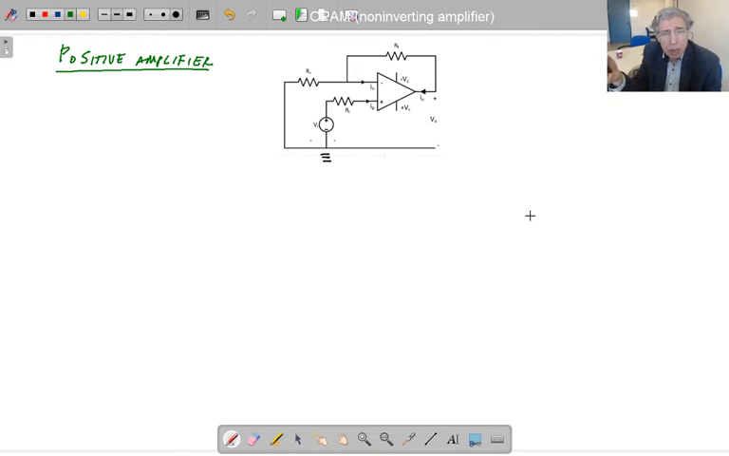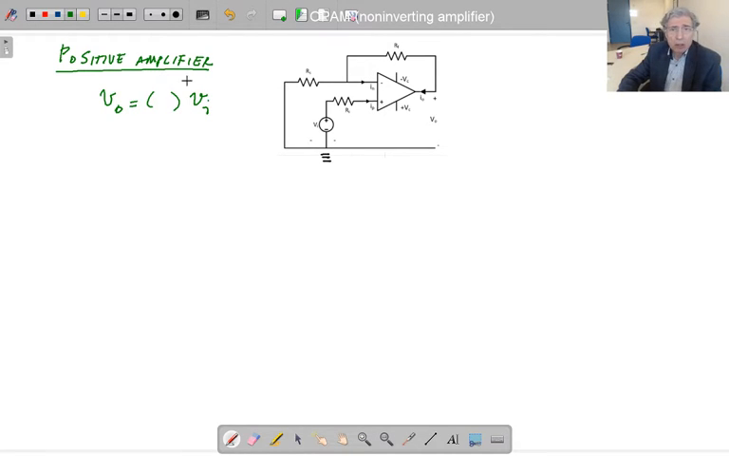In order to do that, I do not need to calculate all the elements' currents and voltages. All I need to calculate is V out in terms of VI, that's the input voltage. If I calculate this, then I can say how this circuit transfers the input to the output. So if I find such an equation, I can interpret whether it does positive amplifying or not.